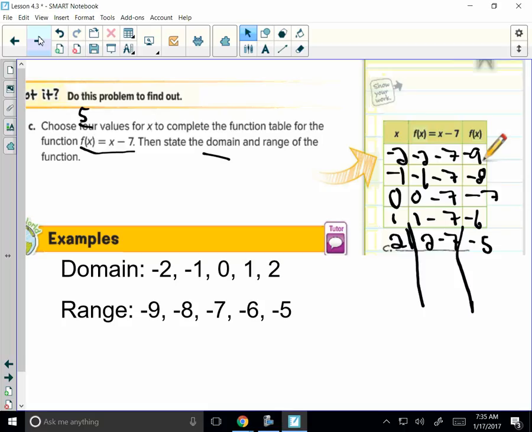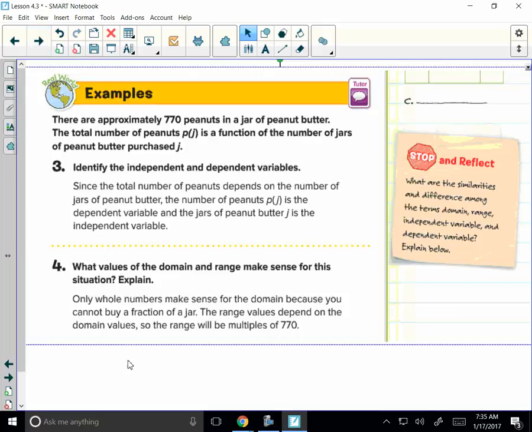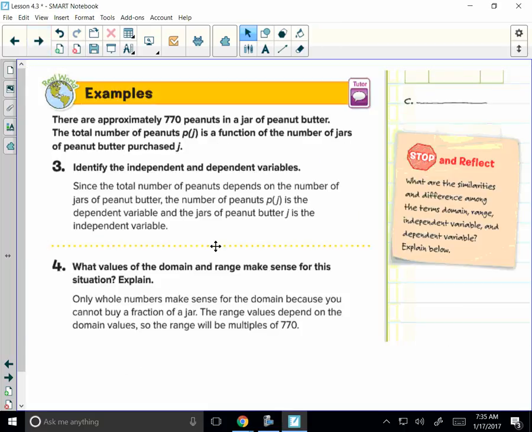All right, right underneath that example is our real world example connection. It says there are approximately 770 peanuts in a jar of peanut butter. The total number of peanuts, P of J, is a function of the number of jars of peanut butter purchased, J. So identify the independent and dependent variables. First of all, our independent, dependent, however you want to think about it, remember that independent represents our x. So that's the one inside of the equation being multiplied.